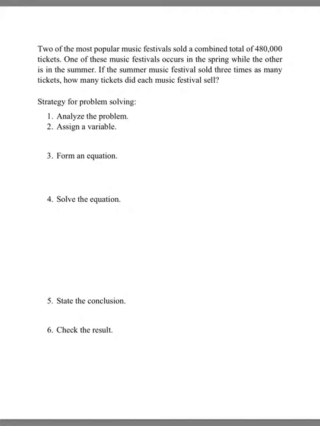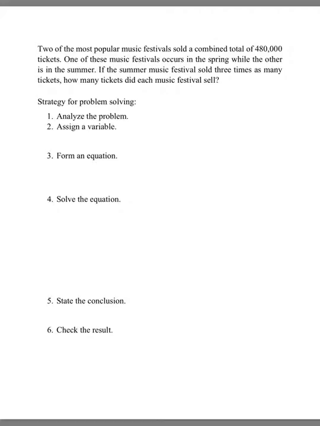Let us begin by reading the word problem out loud. Two of the most popular music festivals sold a combined total of 480,000 tickets. One of these music festivals occurs in the spring, while the other is in the summer. If the summer music festival sold 3 times as many tickets, how many tickets did each music festival sell?